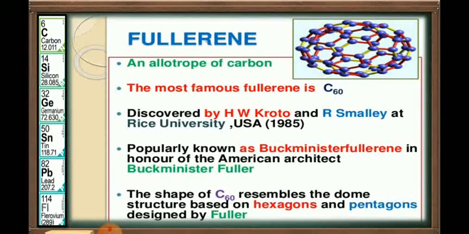Fullerene is also a crystalline allotrope, and different types of fullerenes exist: Fullerene C60 and even Fullerene C70. We are learning Fullerene C60 in this concept, and it's the most famous fullerene.